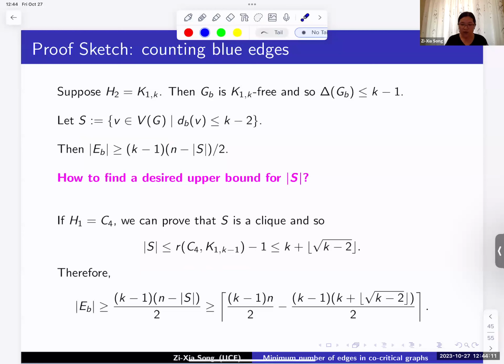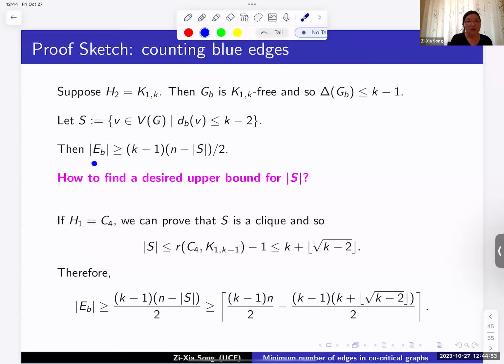Now let me see how I count blue edges. Blue edges turn out to be much easier to count if my second graph is a star. That's why we did a C4 and a star. We didn't try anything else. We did C4 and a star because the C4 structure is new to us. So what do we do here? Because my blue graph is K_{1,k}, the max degree is at most k minus 1. Now we are looking at how many vertices can be of degree k minus 2 or smaller. So I define this to be a set that I'm looking for.